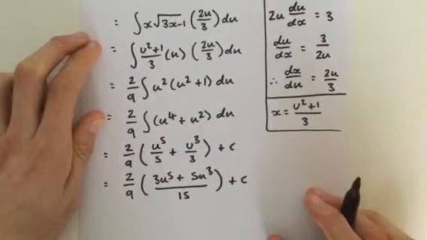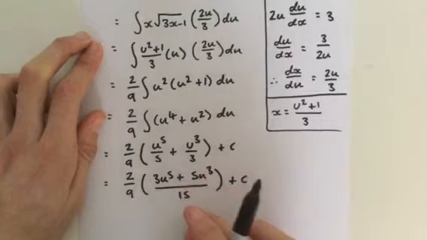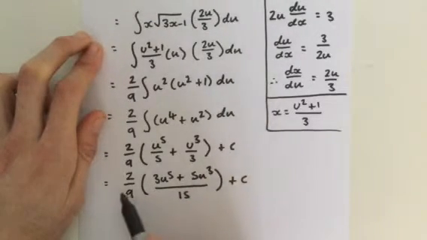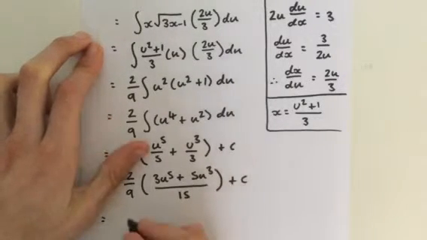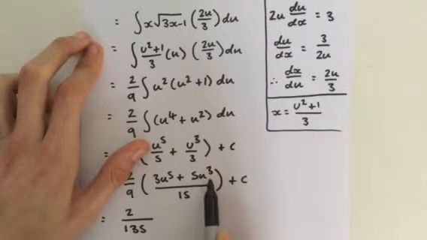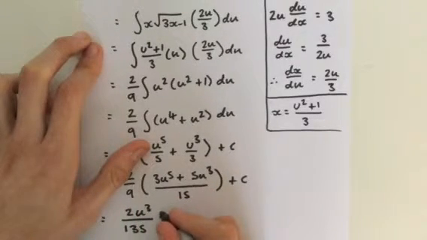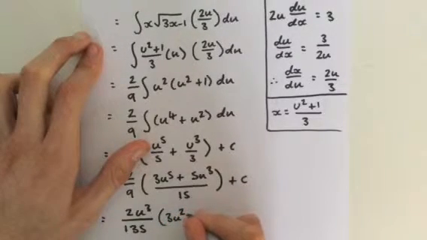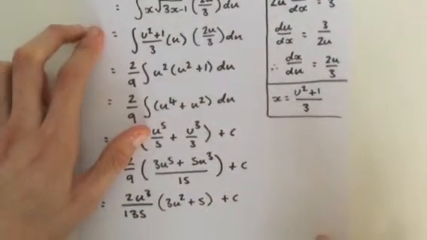Right, so I put them over the common denominator because we can simplify by putting things over a common denominator. So therefore we can factorise now. So 15 multiplied by 9 is 135. So we get 2 divided by 135. Now we need to factor 3u to the 5 plus 5u to the 3. The common factor there is u cubed. So therefore this expression becomes 3u squared plus 5 plus c. Yeah?